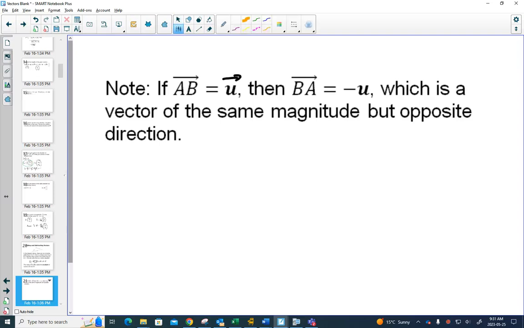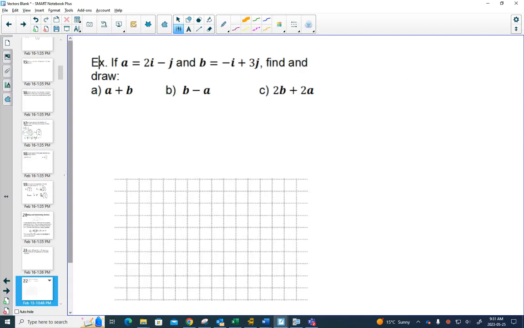Now, if we have the vector A to B, and we have that as u, then going in the opposite direction, we just need to add a negative in front. Those two are going in the same direction, just opposite ways. Okay? Then we can show that with a negative. They have the same length, just opposite directions.